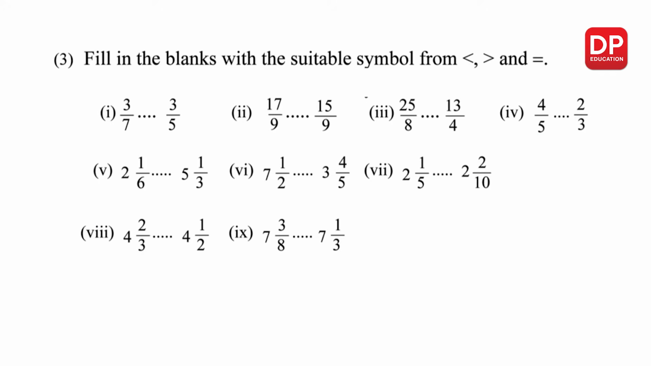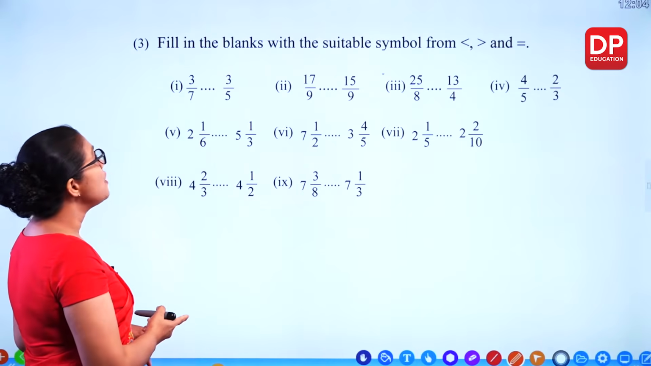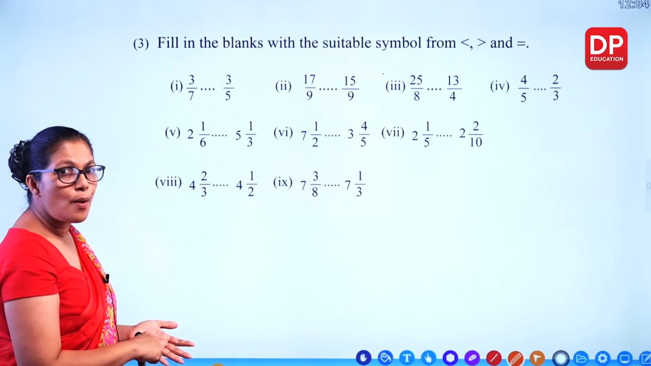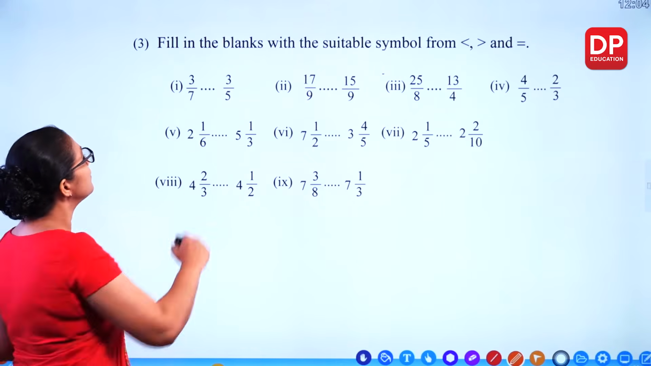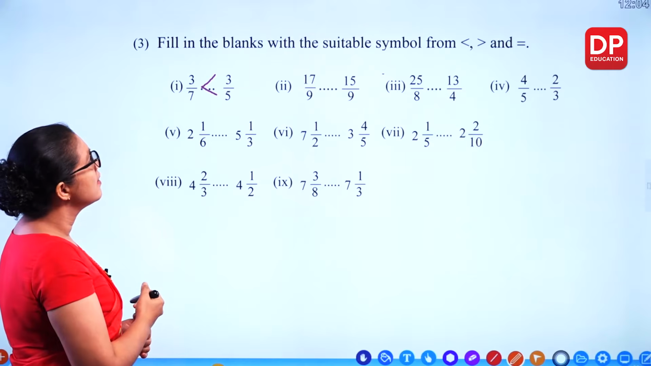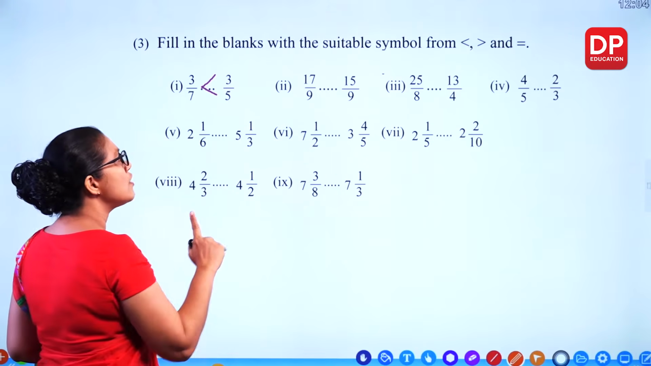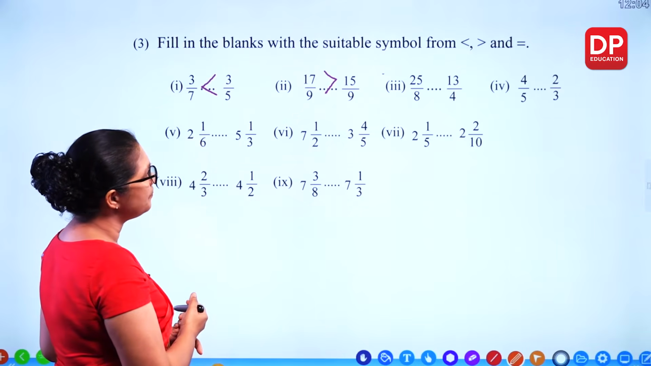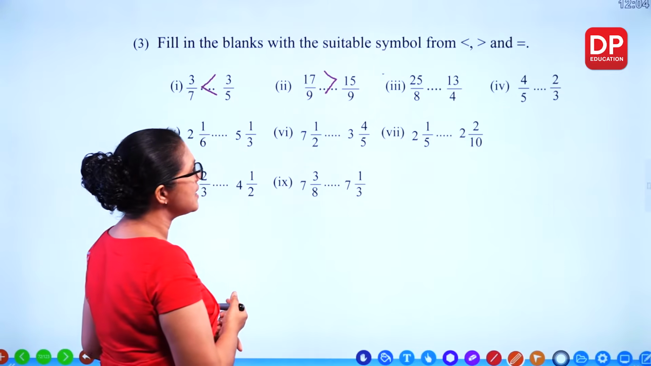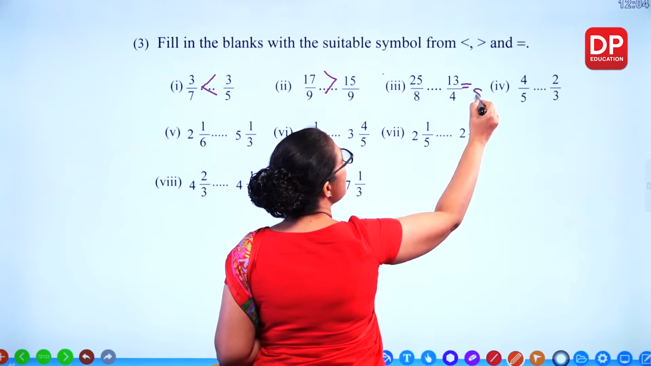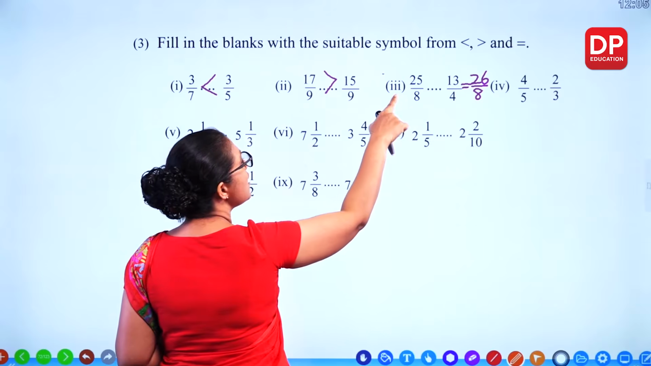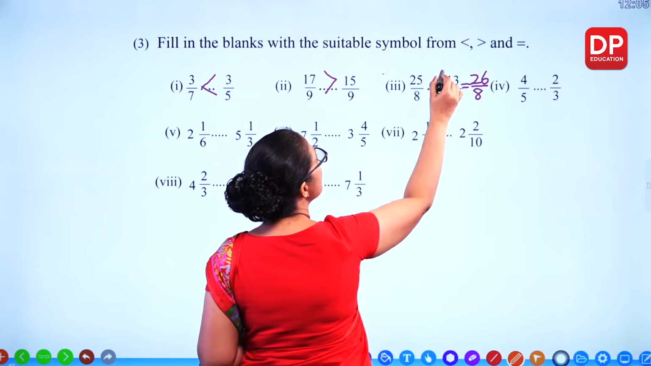Fill in the blanks with the suitable symbol from greater than or less than or equal. Same numerator. So we compare the denominators. Larger the denominator, you get a smaller value. This is less. Same denominator. Larger the numerator, that fraction is larger. This one, you have to convert to the same denominator. 8, that means multiply by 2. So 26. So 26 over 8 or 25 over 8, this side is bigger.